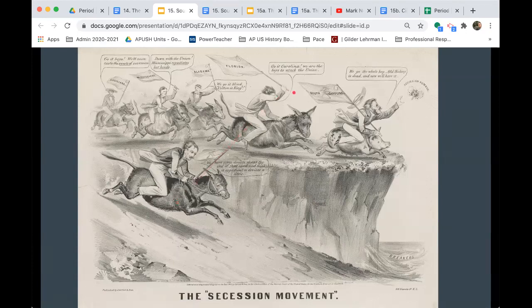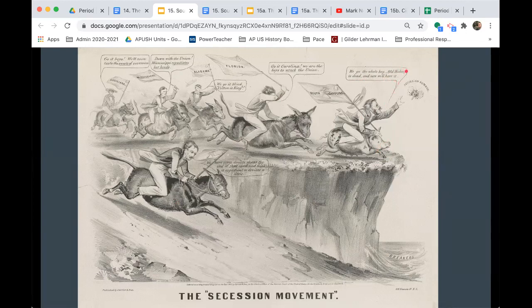If you look closely, you see South Carolina there at first, right? They're on a pig, living it up. And South Carolina says, we go the whole hog, as he's riding a hog, right? To go whole hog means kind of to go all in. We go the whole hog. Old Hickory is dead, and now we'll have it.